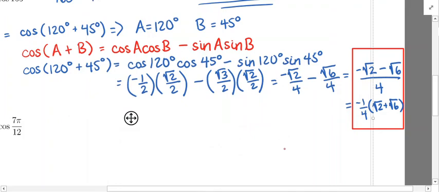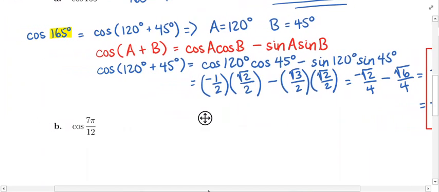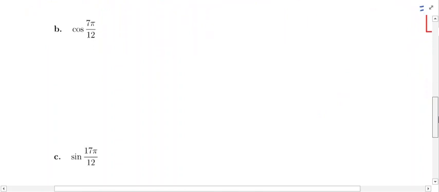We can use these identities to come up with the exact values of the 6 trigonometric functions for angles that are not on the unit circle. That's what's great about these identities. Let's try another one. In part B, we're going to tackle the cosine of 7 pi over 12. We know that 7 pi over 12 is not on the unit circle, so we can use a sum or difference identity if we are able to come up with 2 angles on the unit circle that we add or subtract to get 7 pi over 12.